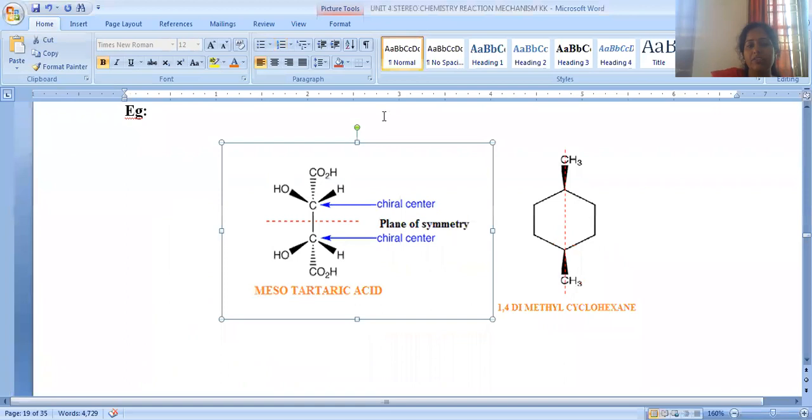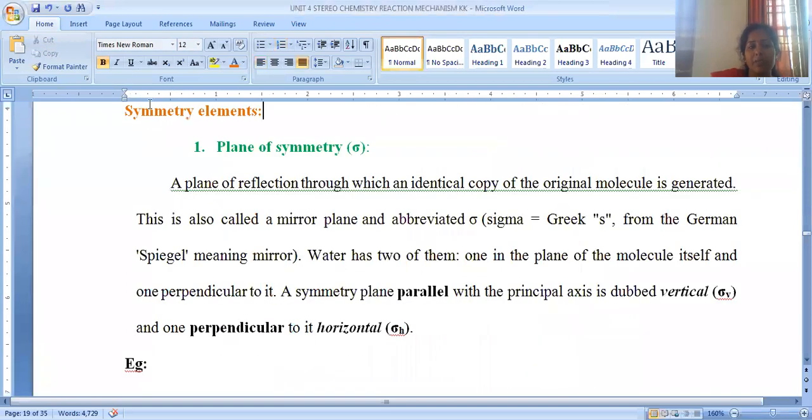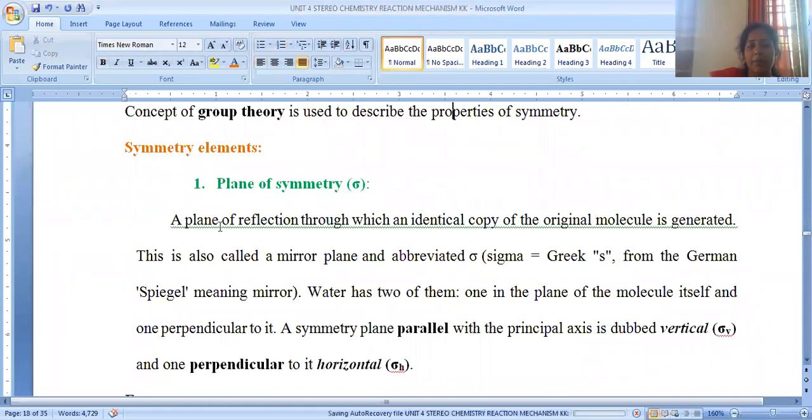Here we got the definition for plane of symmetry. Plane of symmetry is nothing but a plane of reflection through which an identical copy of the original molecule is generated. When the plane is kept in between the molecule, the reflection is an identical half. That plane used to cut the molecule into two equal halves is called the plane of symmetry. It is denoted with sigma. Sigma indicates mirror, because when we cut the molecule with that plane, that part is exactly the mirror image.